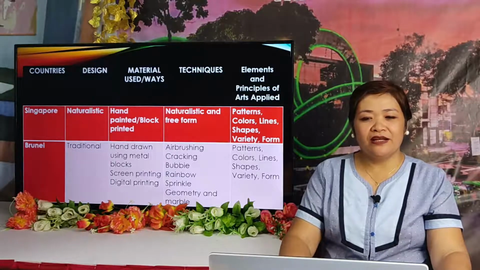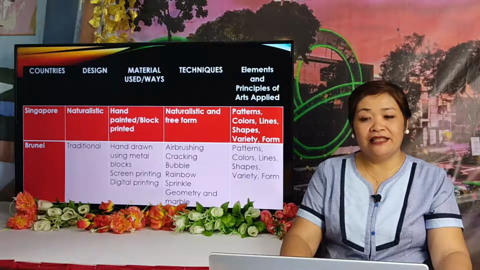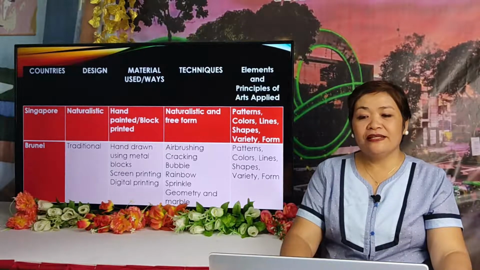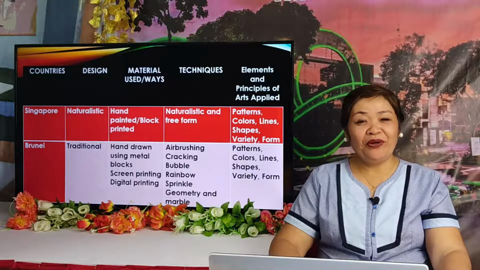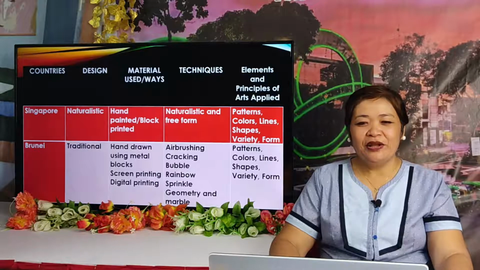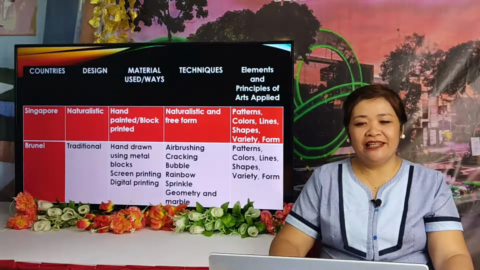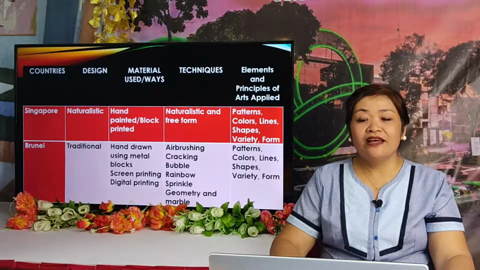For number 3, Singapore. Design naturalistic. Materials used, hand-painted or black-printed. The techniques, naturalistic and free-form. And they used patterns, colors, lines, shapes, variety, and form as the elements of arts and principles. Number 4, Brunei. Design used, traditional. Material used, hand-drawn using metal blocks, screen printing, and digital printing. Their techniques are airbrushing, cracking, bubble, rainbow, sprinkle, geometry, and marble. And the elements and principles of arts applied are patterns, colors, lines, shapes, variety, and forms.